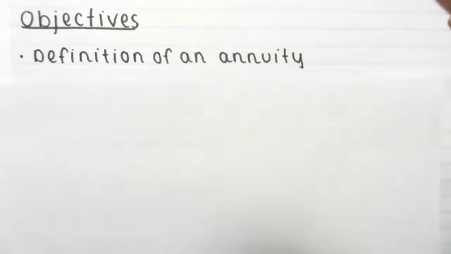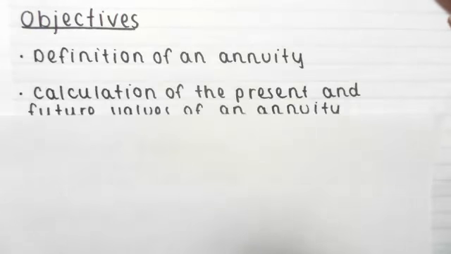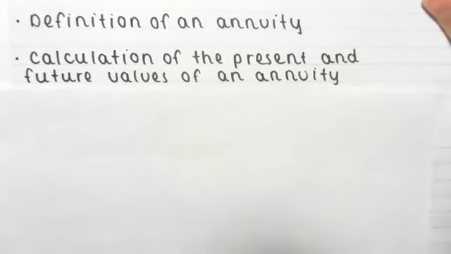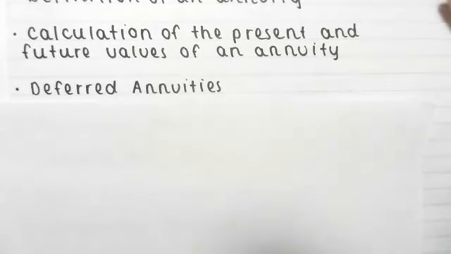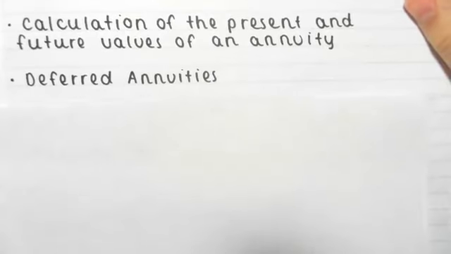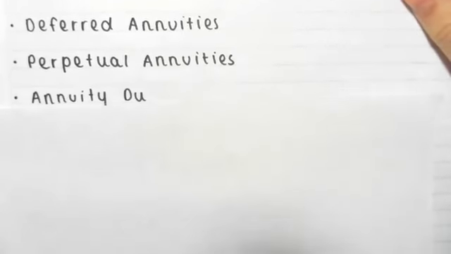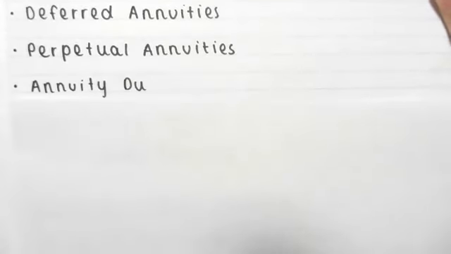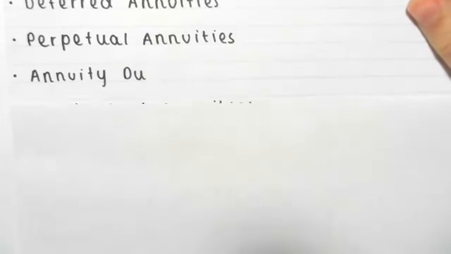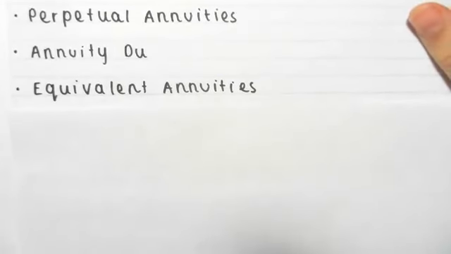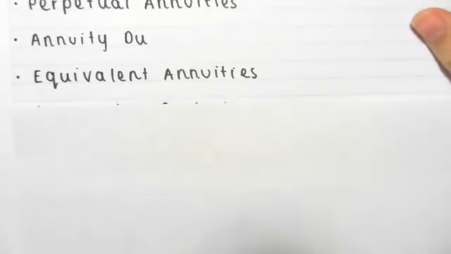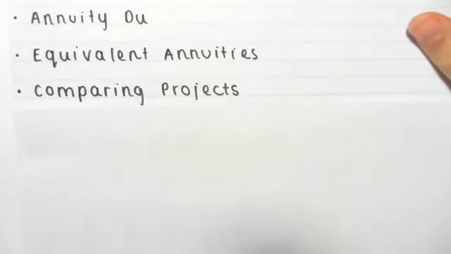This is part 3 of the Annuities series. So in part 1 we've taken a look at the definition of annuity, how to calculate the present and future values of annuity and deferred annuities. Then in part 2 we took a look at perpetual annuities and what we refer to as an annuity due. And in this session we'll be looking at equivalent annuities and how to use annuities to compare projects.